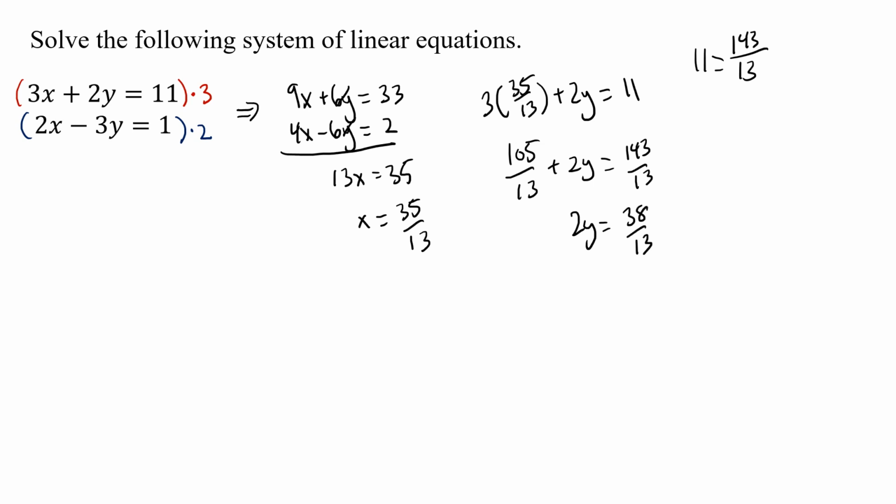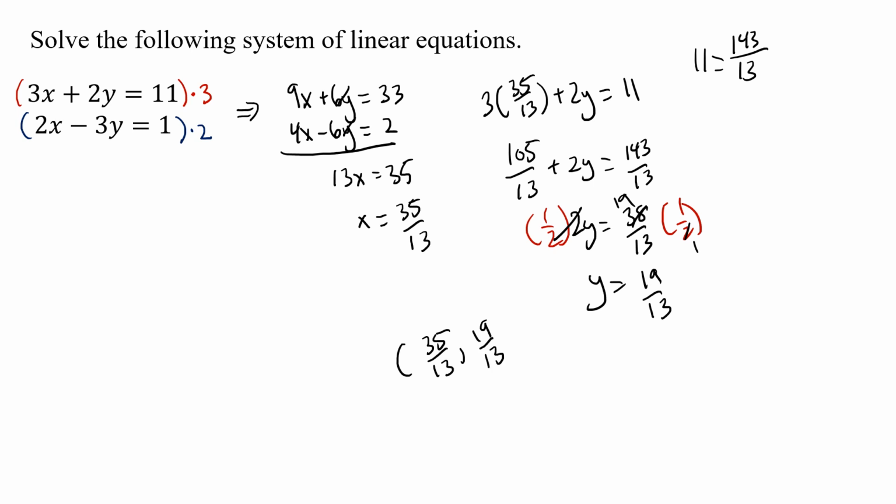Now I got to divide by 2, which is the same thing as multiplying by a half. And so these will cancel, leaving me with y. And over here, the 2 and the 38 cancel because 2 goes into 38 19 times, so I get 19 over 13. And so my answer for this problem is 35 over 13, comma, 19 over 13.